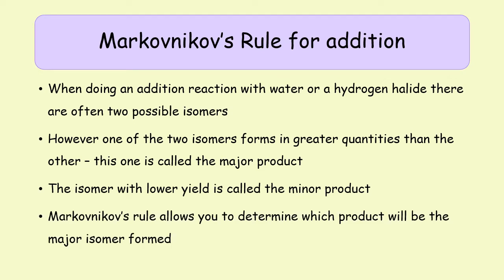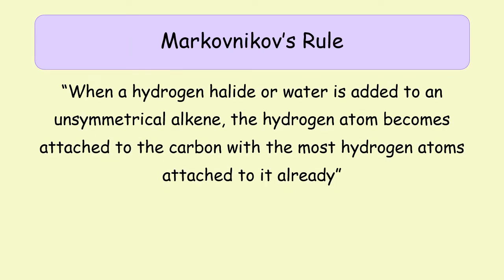And as I said, Markovnikov's rule will allow you to determine by looking at the molecule what the minor and major products will be. So Markovnikov's rule is when a hydrogen halide or water is added to an unsymmetrical alkene, the hydrogen atom becomes attached to the carbon with the most hydrogen atoms attached to it already. Now, said in words, it is very complicated. In practice, you can usually see where the hydrogen is going to go.